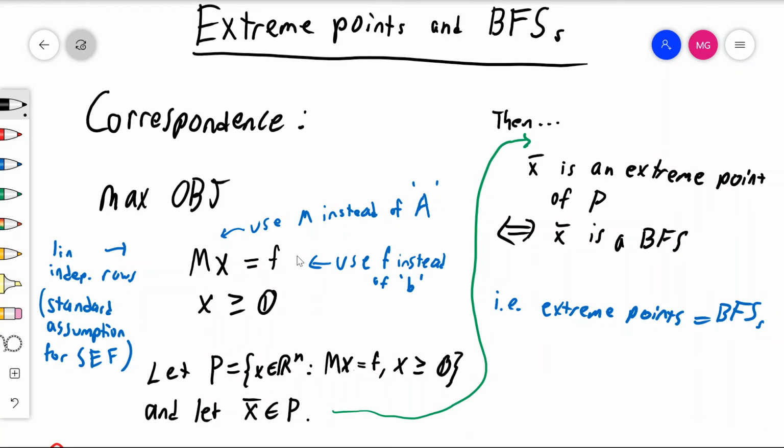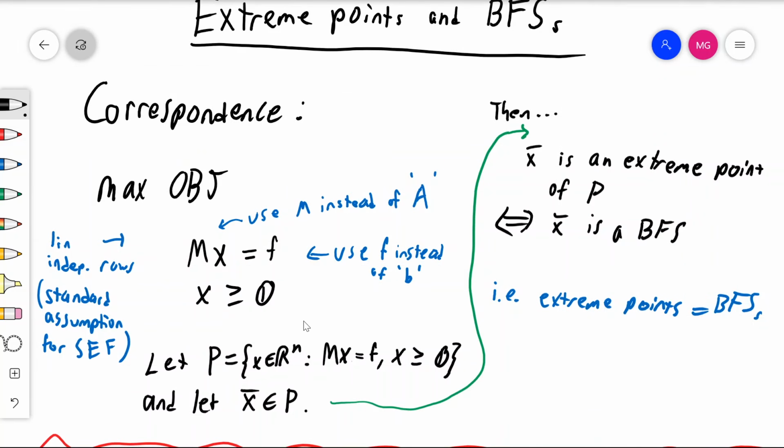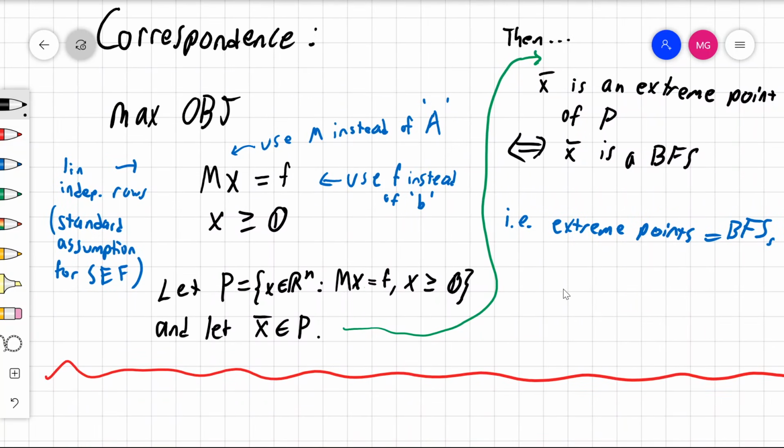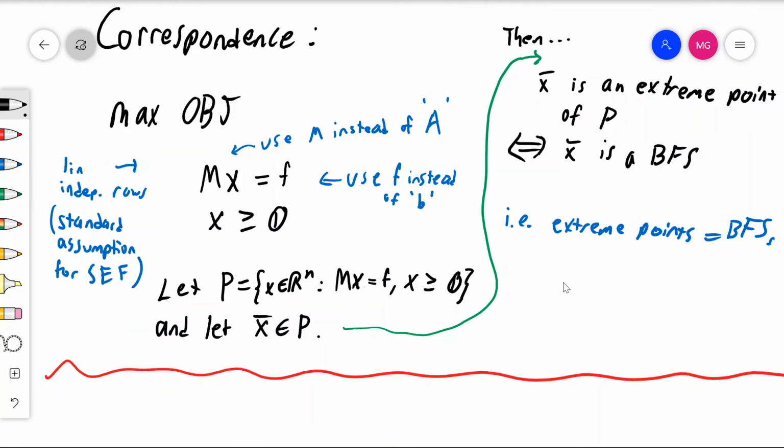So if that is our standard equality form linear program, and we take P to be the polyhedron of the feasible points, the points that satisfy all those constraints, and then we take a particular point x bar in the polyhedron, so it's a feasible solution for our linear program, then the conclusion is that x bar is an extreme point of the polyhedron if and only if x bar is a basic feasible solution. In other words, extreme points equal basic feasible solutions. They are the same thing. That's what we're going to show in this video, that correspondence.